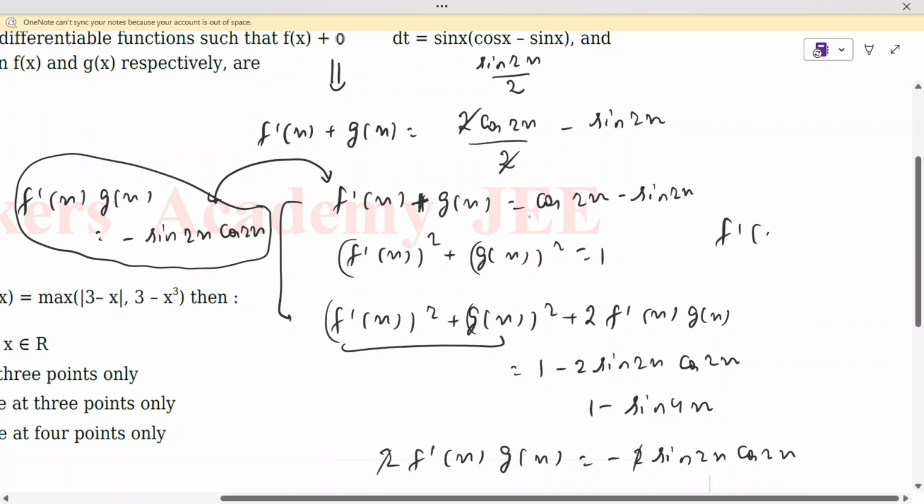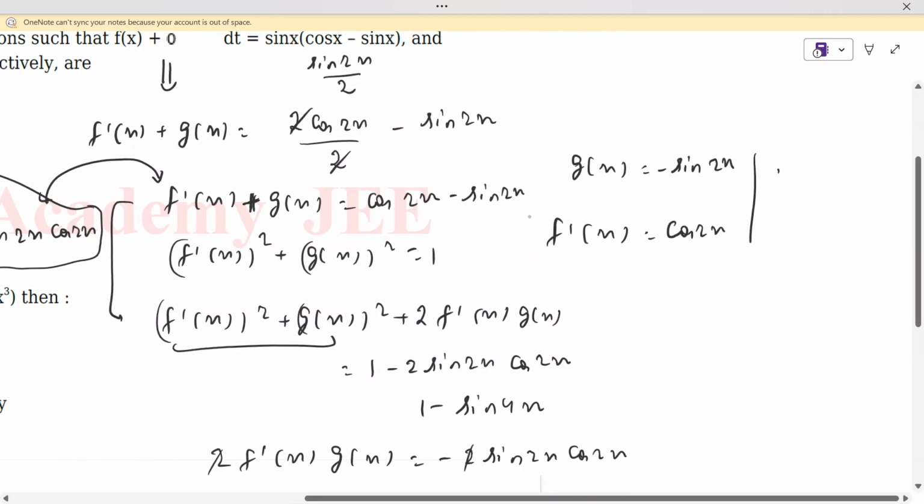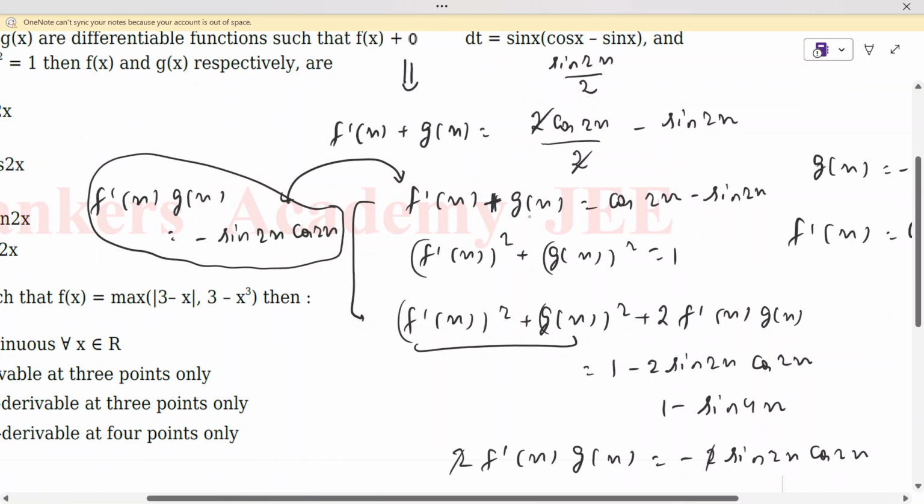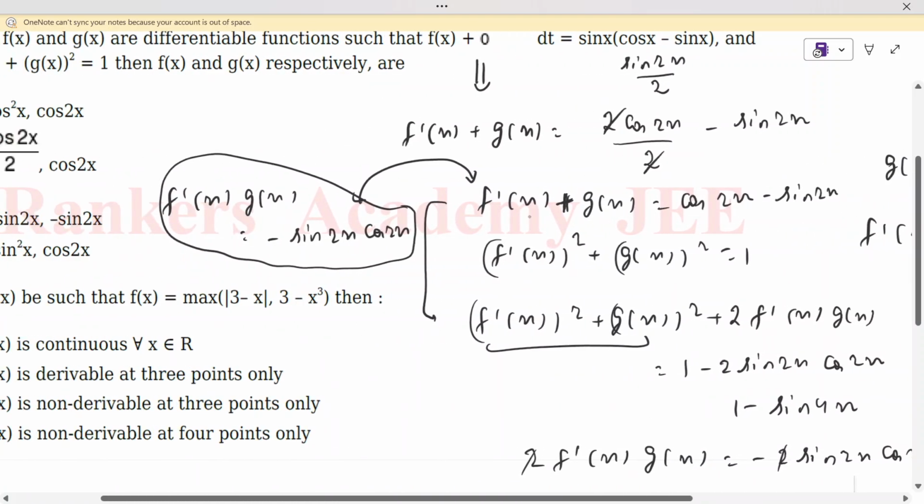So I can take f dash x as cos 2x, and if f dash x is cos 2x, gx must be minus sin 2x, right? And the other pair that is possible is if gx is cos 2x, then f dash x should be equal to minus sin 2x. So this observation we can easily make after this particular point. The multiplication is minus sin 2x into cos 2x, and the sum is cos 2x minus sin 2x. So of course, these are the possibilities.